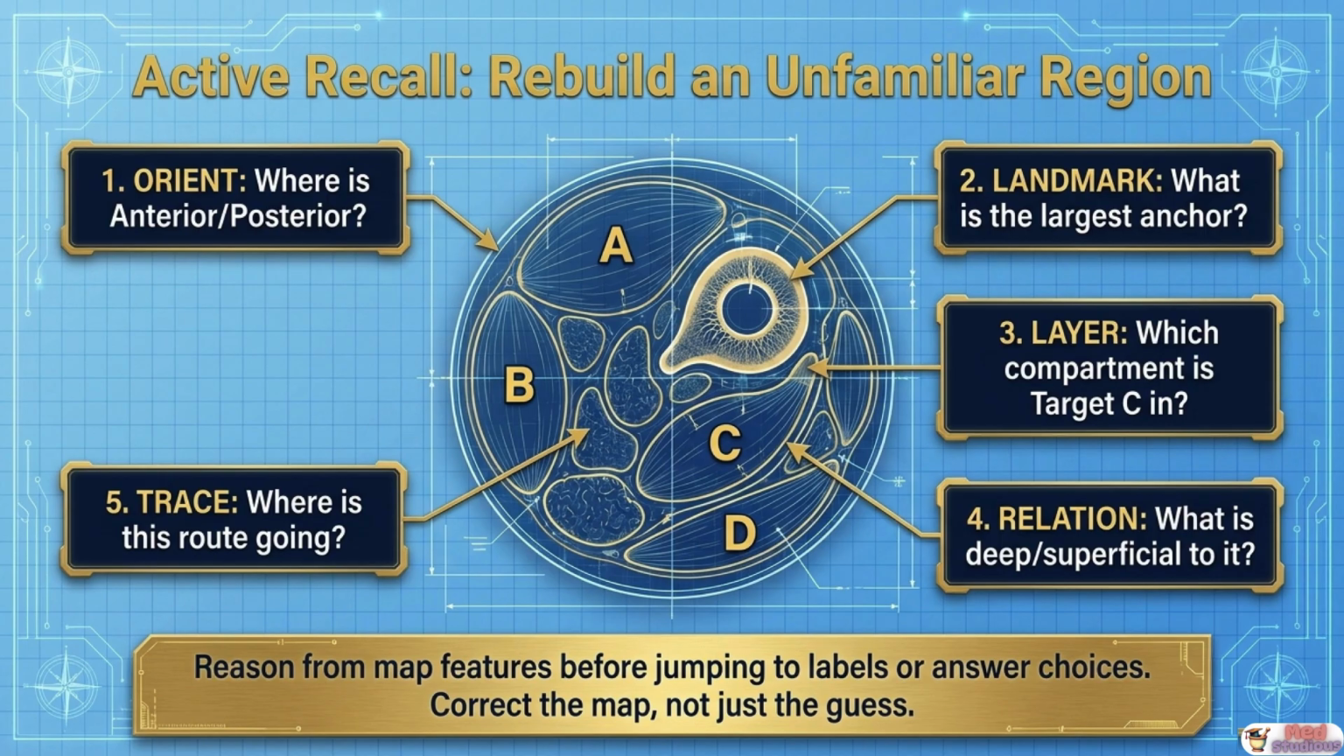Notice what we are doing. We are not asking whether you have seen this exact picture before. We are making the picture answerable from relationships. This is the method you should use in cadaver spotters, image-based questions, and later cross-sectional anatomy. If your first guess was wrong, audit the step that failed. Was the view wrong, the landmark, the depth, the relation? Correct the map, not just the answer.